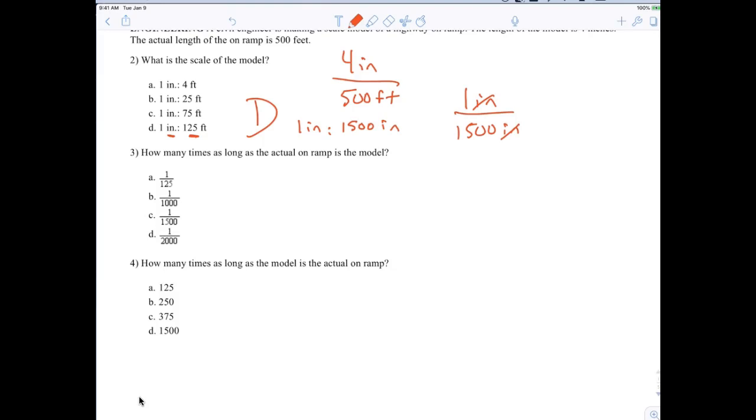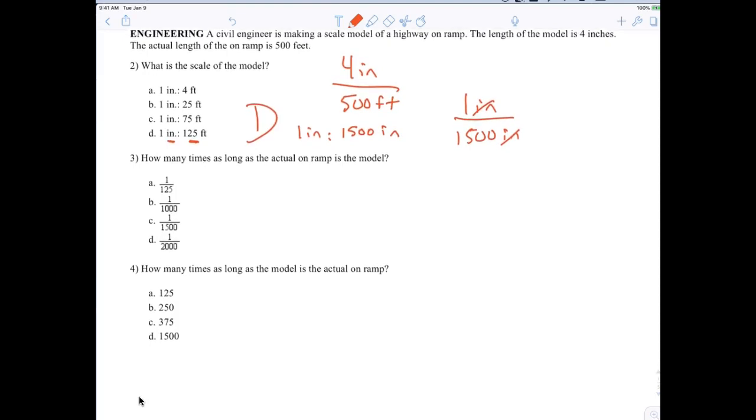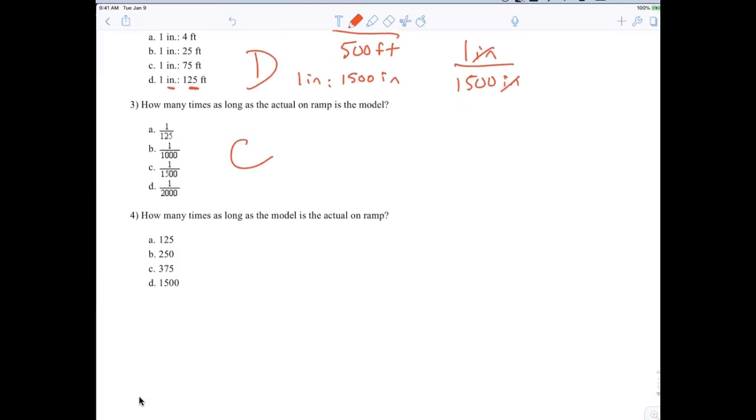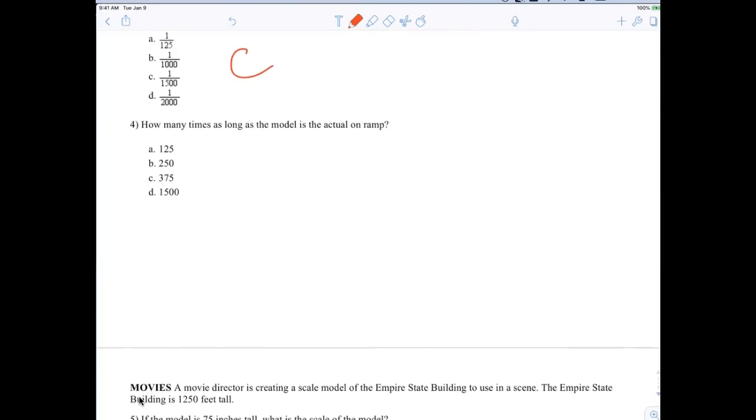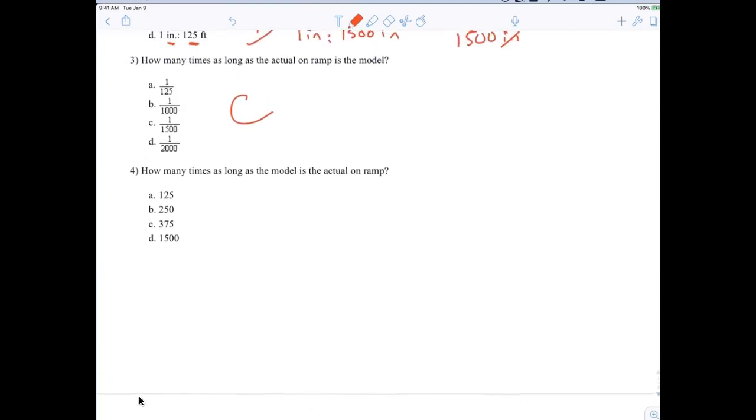So again, you have to be careful on that. Because it's asking how many times bigger, the units have to be the same. All right? So the correct answer for that was C. All right? So then, how many times as long as the model is the actual ramp? We'd say what? Yeah, right? It's 1,500 times greater. Any issues, guys? Yeah, I think it's easy.